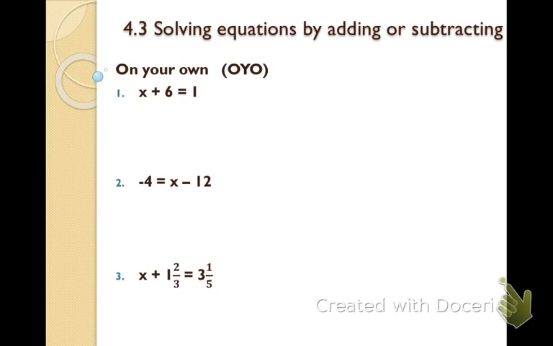I want you to do these 3 problems on your own. Show the work. I'll give you just a minute to finish these.